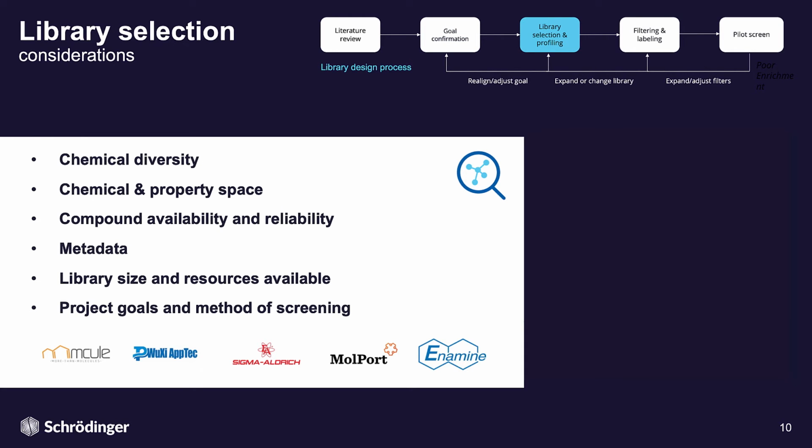When selecting a library, it's important to consider its diversity, property space, compound availability, associated metadata, and size to make sure they meet the project's goals and resources. For instance, some vendors have target-specific databases, which may or may not be appropriate for your project. Let's skip to compound availability and reliability.